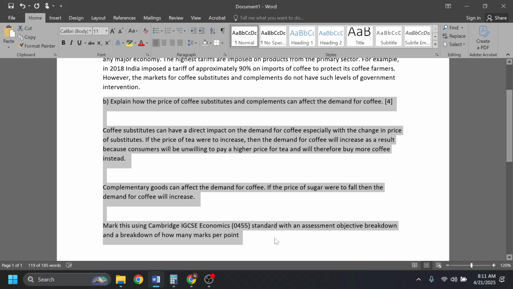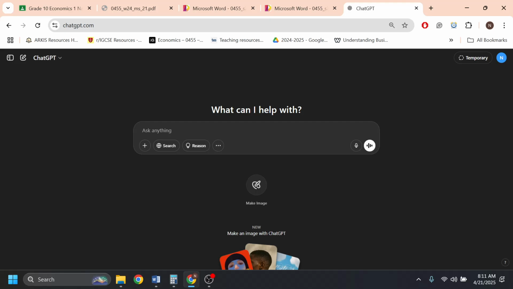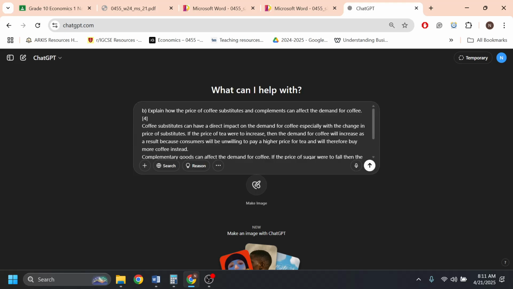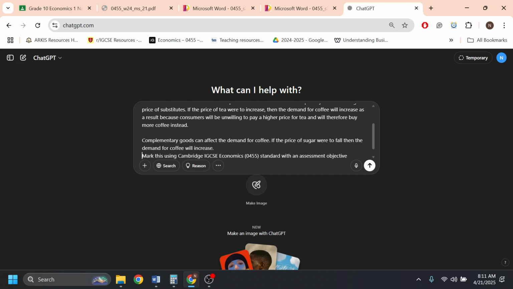So what I'm going to do now is I'm going to copy this. I'm going to go on my ChatGPT here. You can see I have a completely blank ChatGPT to show you how it is. I'm just going to fix the formatting a little bit. I don't like things to be messy. This is just me.